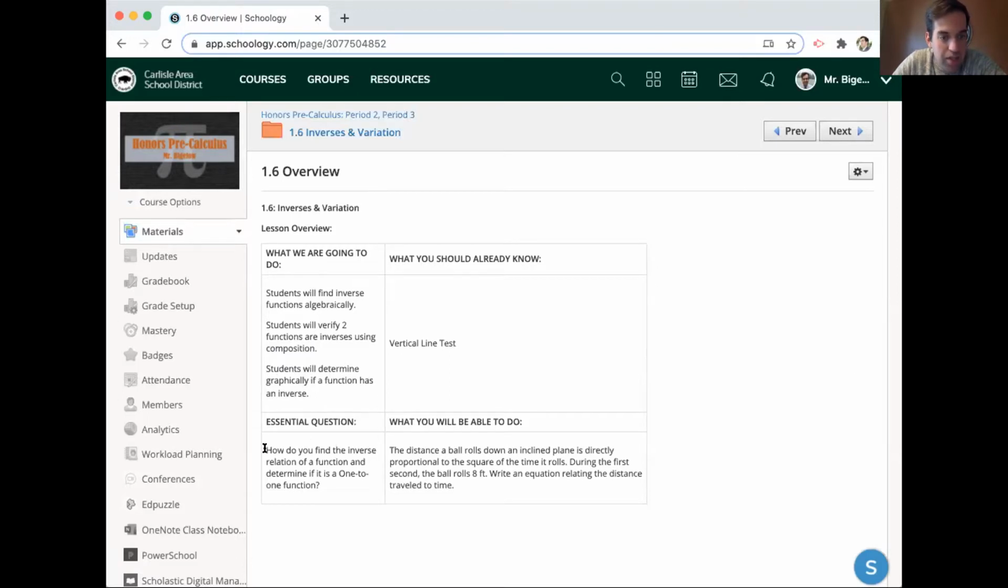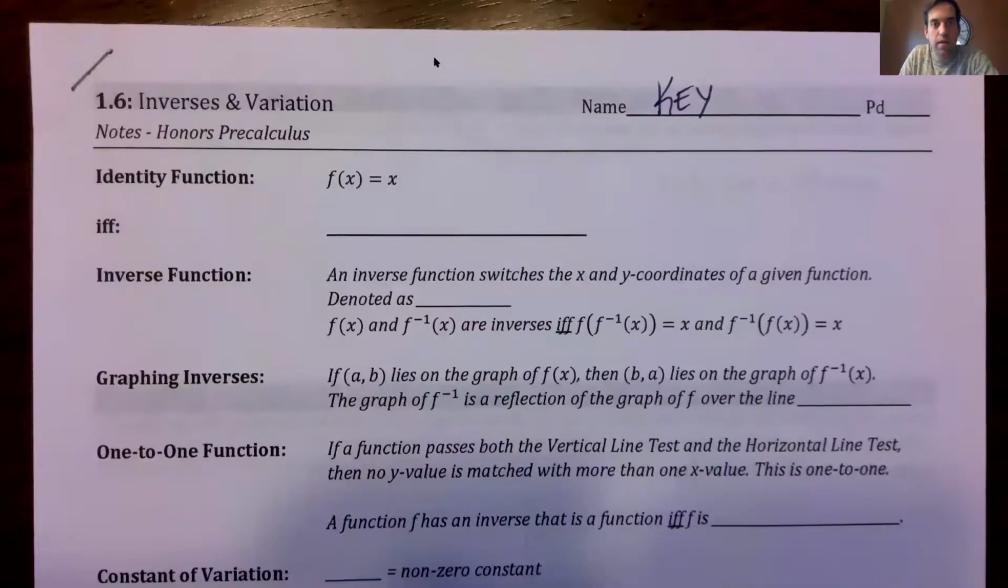The essential question today is, how do you find the inverse relation of a function and determine if it is a one-to-one function? So that gives you a preview of some vocab that we're going to be looking at as well. All right, so I'm going to switch over to the notes now. All right, here we go. So we're looking at, again, lesson 1.6, inverses and variation.